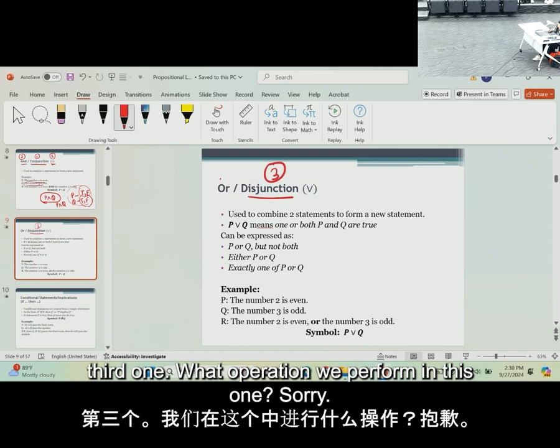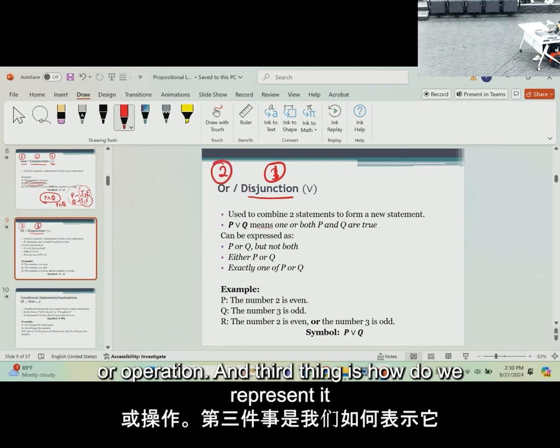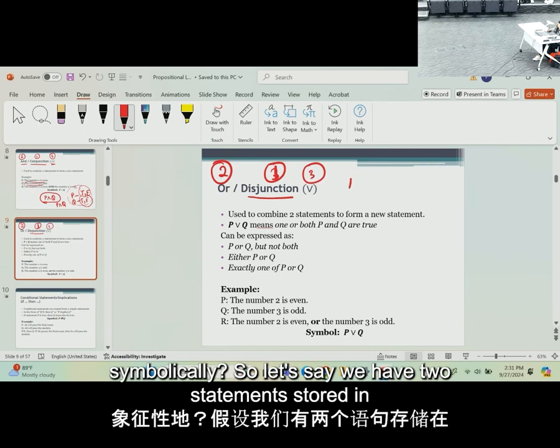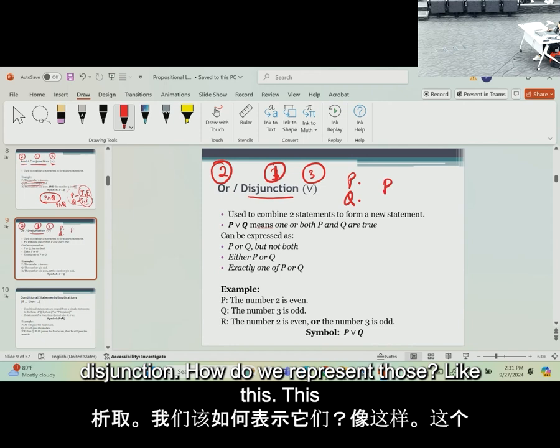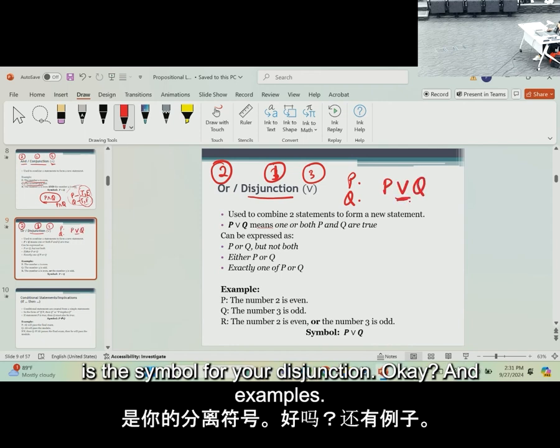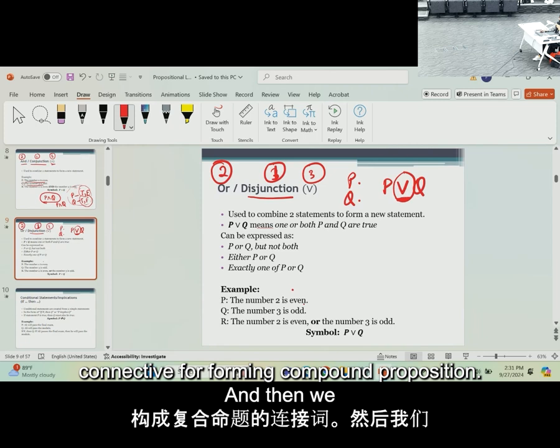Next logical connective is disjunction. This is your third one. This is the first thing that you need to know. Second is the OR operation. And the third thing is how we represent it symbolically. So let's say we have two statements stored in two statement variables, and we want to combine them using disjunction. We represent them like this. This is the symbol for your disjunction. Examples, we will look at later. But this is your second logical connective for forming compound propositions.